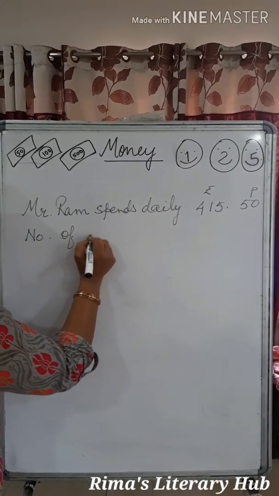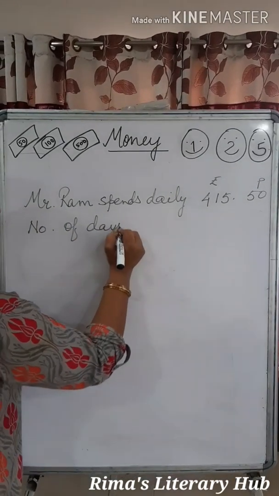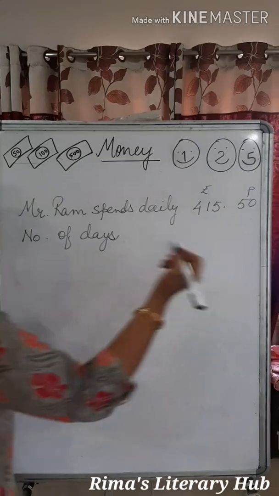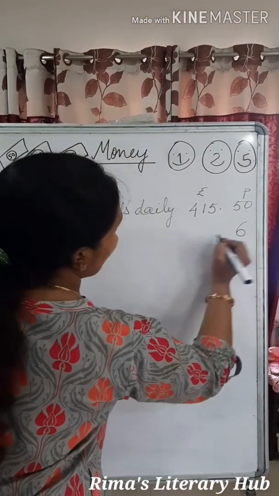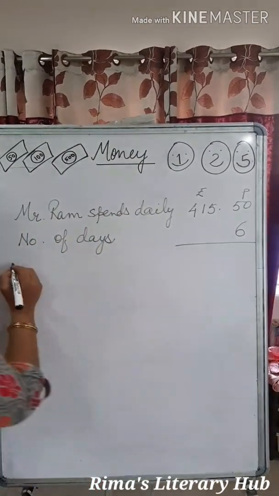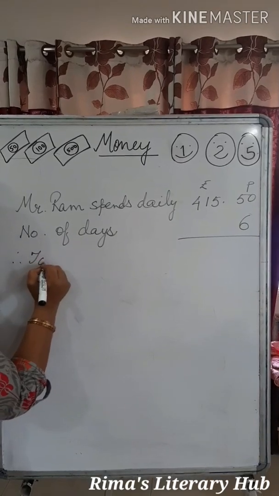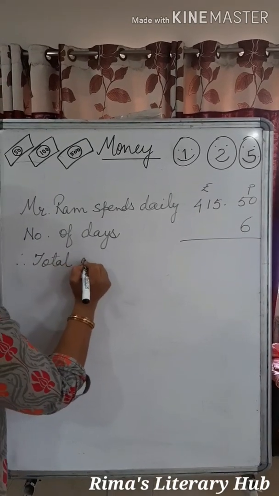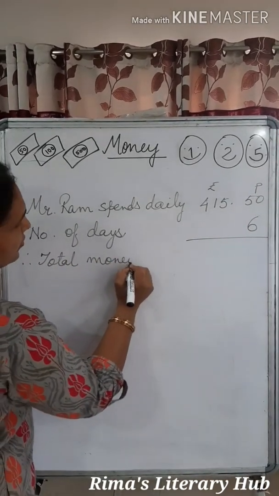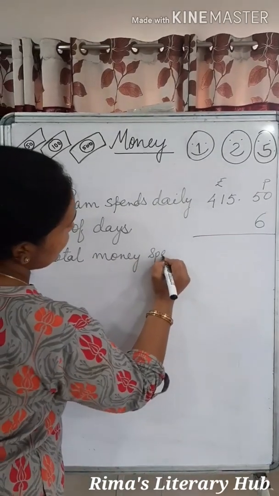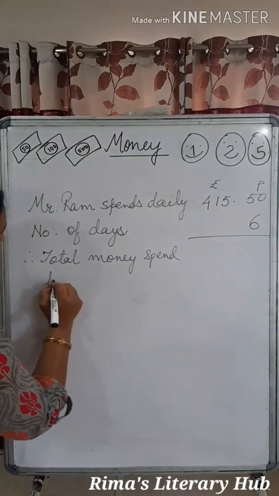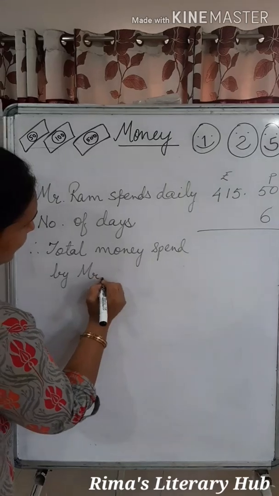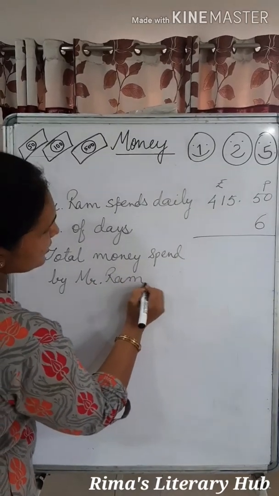Number of days, we have to calculate for 6 days. His expenditure for 6 days. Therefore, total money spent by Mr. Ram in 6 days.